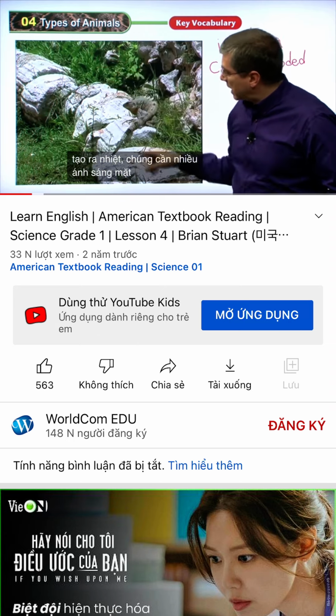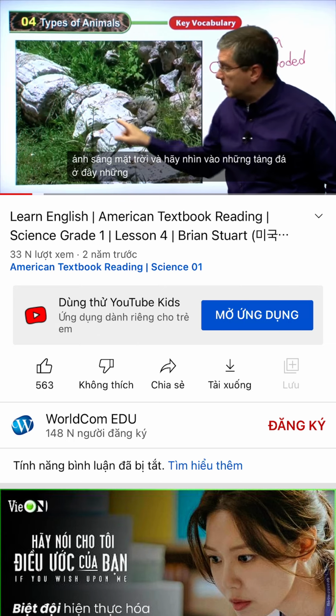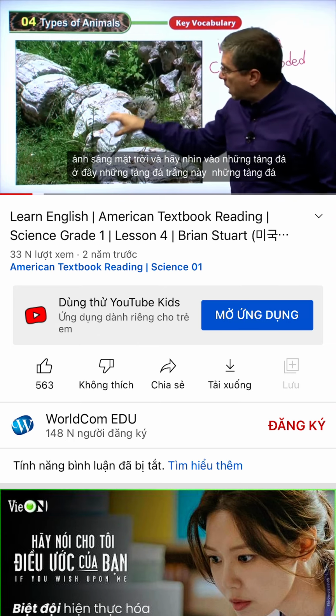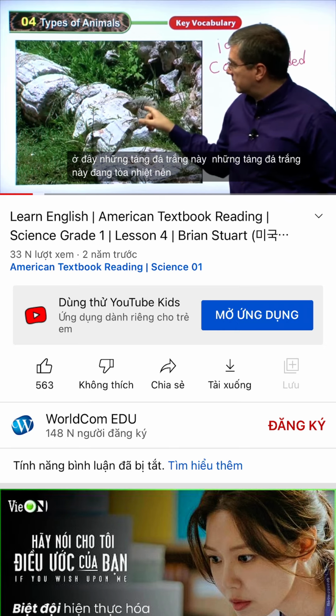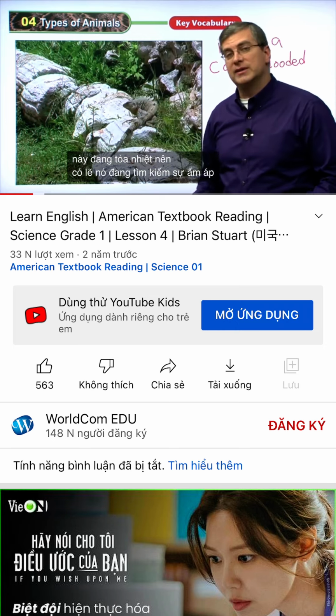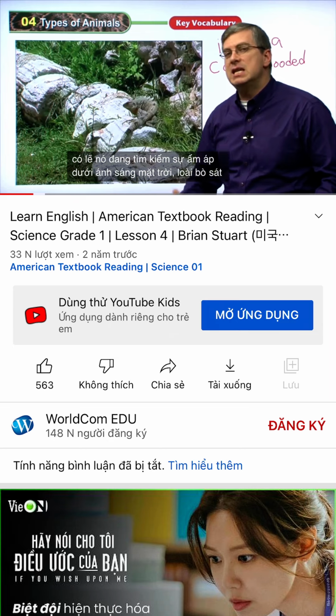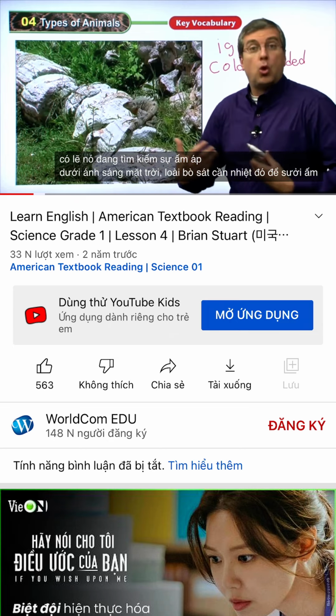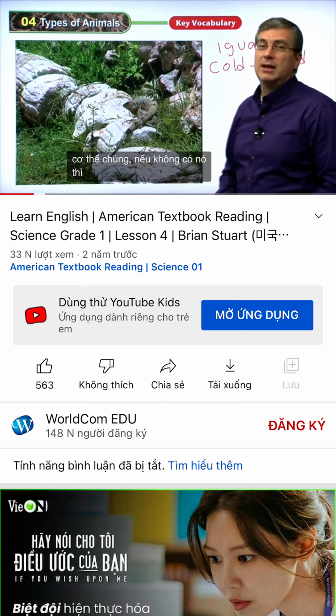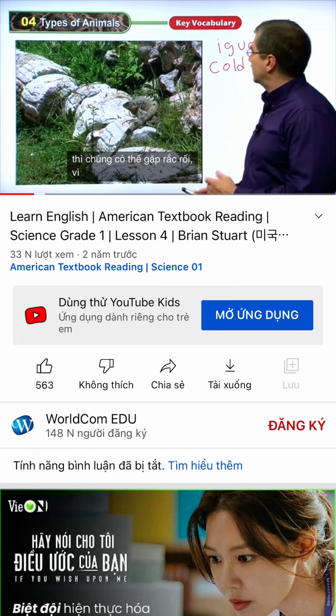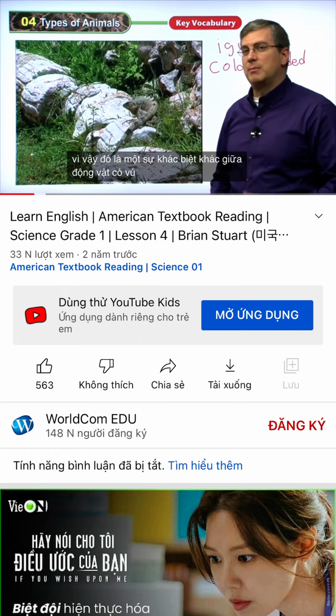They need a lot of sunlight. And look, he's on the rocks here, these white rocks. These white rocks are giving off heat. So he's probably seeking warmth in the sunlight. Reptiles need that heat to warm their bodies. Okay, if they don't have it, then they can get in trouble. Okay, so that's another difference between mammals and reptiles.